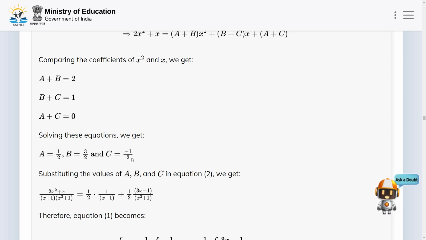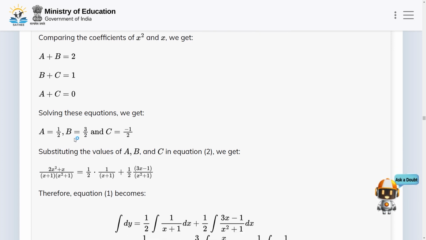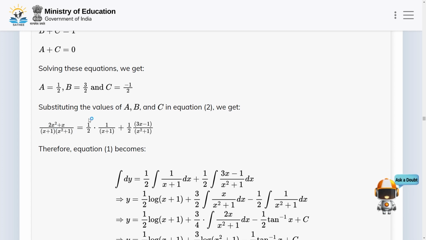You will get a is half. This means c will be minus half, and b will be 3 by 2. I hope that it is clear. So this form can be reduced to this partial fraction form, and after applying the integration, you will get your integral easily.